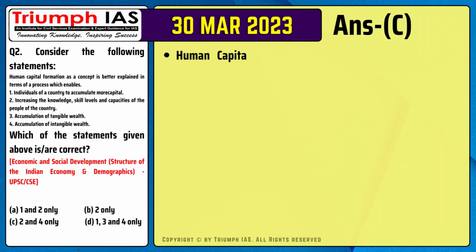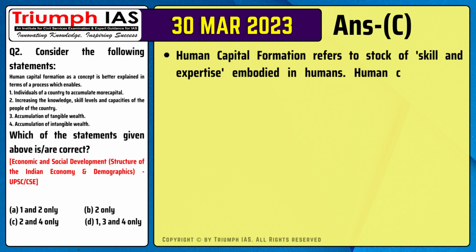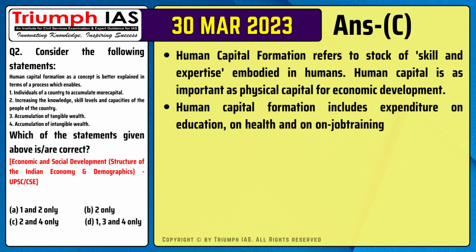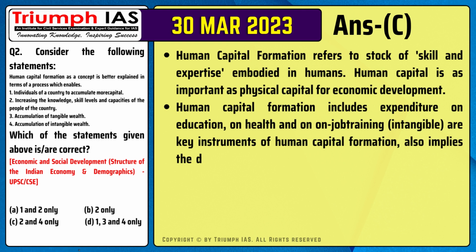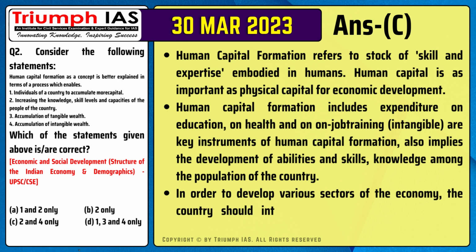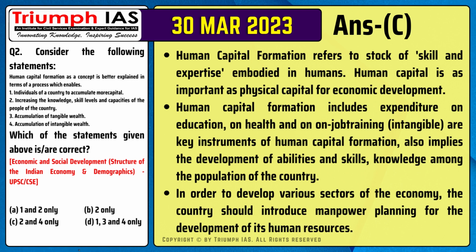The correct answer is option C. Human capital formation refers to stock of skill and expertise embodied in humans. Human capital is as important as physical capital for economic development. Human capital formation includes expenditure on education, on health and on on-job training. Intangibles are key instruments of human capital formation, which also implies the development of abilities, skills and knowledge among the population of the country. In order to develop various sectors of the economy, the country should introduce manpower planning for the development of its human resources.